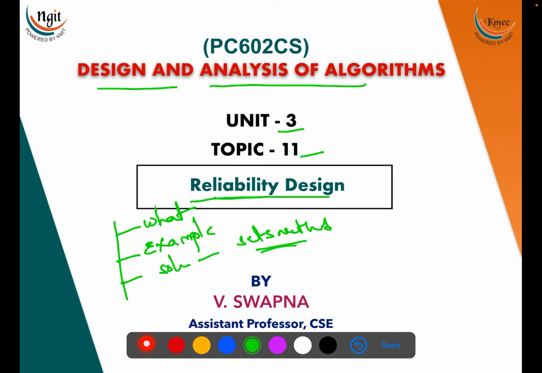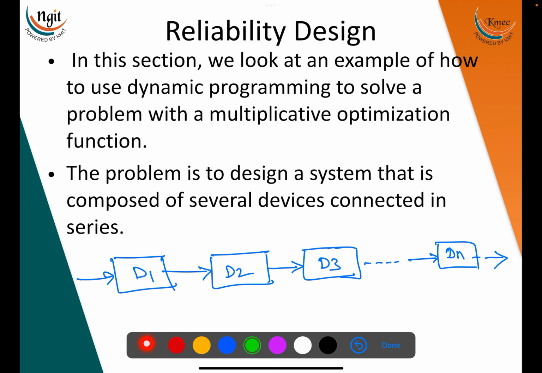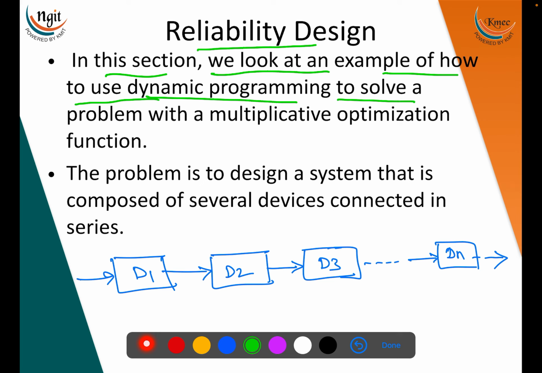and this method we used in the knapsack problem. So that method I'm going to use to find the solution for the reliability design problem. Now let's get started. So what is the reliability design problem? As I told you in the before slide, in this section we look at an example of how to use dynamic programming to solve a problem with a multiplicative optimization function.